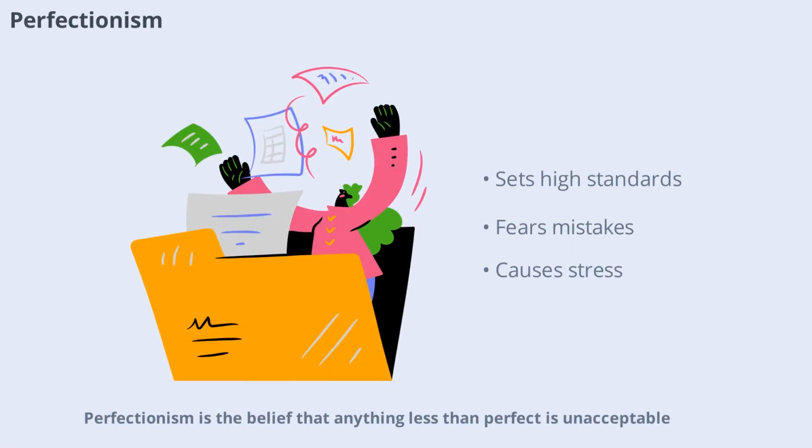Perfectionism is the belief that anything less than perfect is unacceptable. This distortion can make you set unrealistically high standards for yourself or others, leading to constant disappointment and stress. Instead of striving for perfection, aim for progress and self-improvement. Accepting mistakes as part of learning can help you grow and enjoy life more fully.